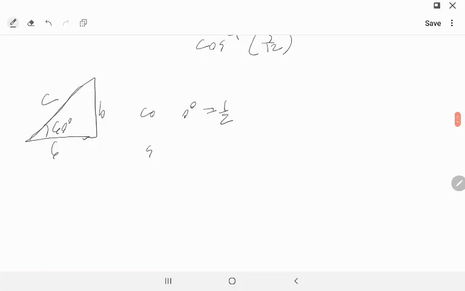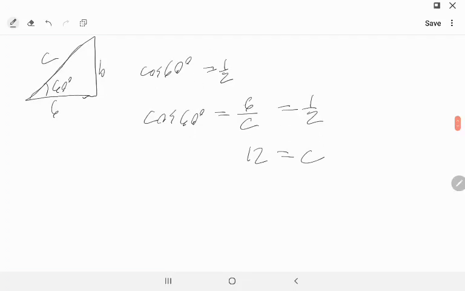So if we say cosine of 60 degrees equals 1/2, we notice that we can say cosine of 60 also has to equal 6 divided by c, and so 6 divided by c has to equal 1/2, and we can solve for c. We find out that 12 equals c, and so we could also figure out b if we wanted to.